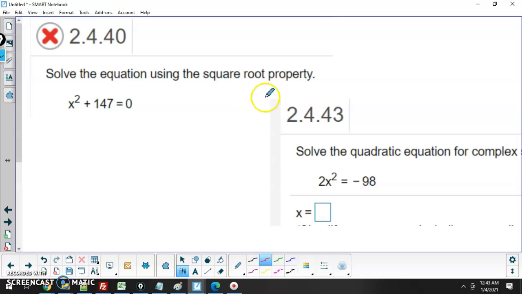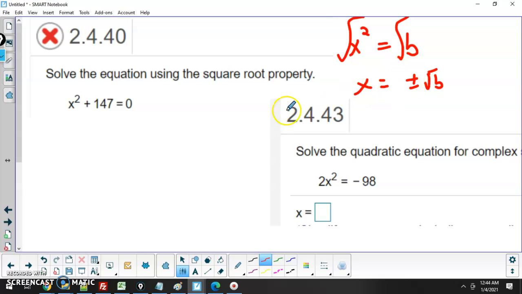All right, now we're on to solving some equations using the square root property. Now remember what the square root property simply states is if you have x squared equals some number b, you could solve this by square rooting both sides, but when you square root both sides, you have to do plus or minus the square root of b, okay? And so basically you want to get the x squared by itself first, and then you square root both sides when you're doing this, okay? So to get rid of the 147, we're just going to subtract it from both sides. So we have x squared equals negative 147.